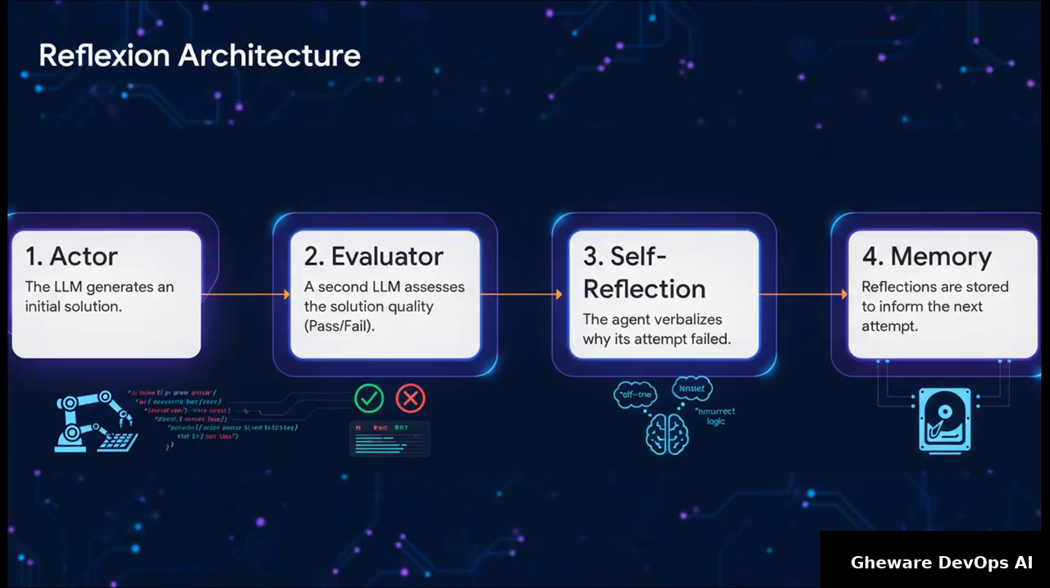The architecture here is really quite elegant. You have an actor LLM that generates a solution, say a block of Python code. Then a separate evaluator assesses it. Does it run? Does it pass the tests? If it fails, and here's the magic part, a self-reflection step kicks in. The agent verbalizes why it failed, generating a thought like, I made an off-by-one error in the loop. That reflection then gets stored in memory to inform the actor's next attempt.